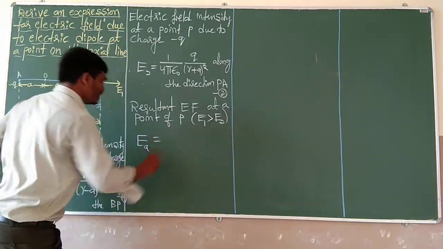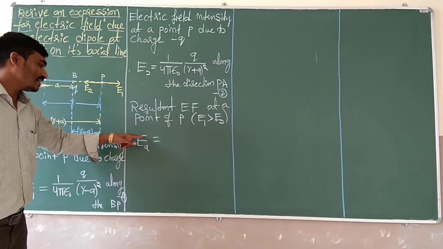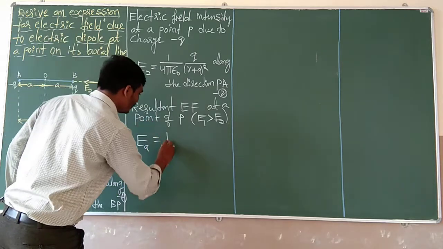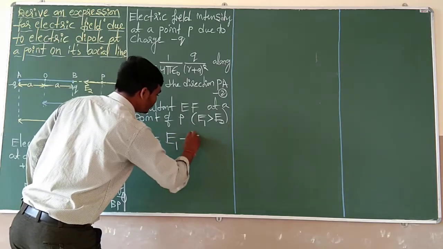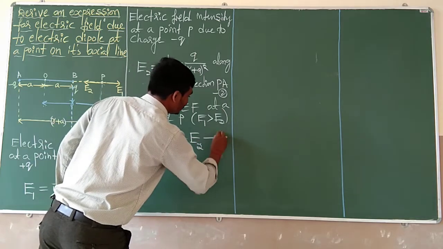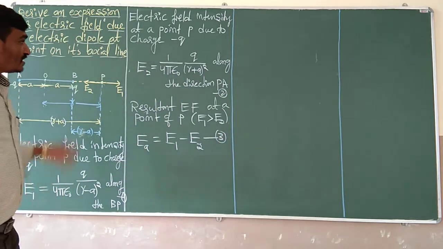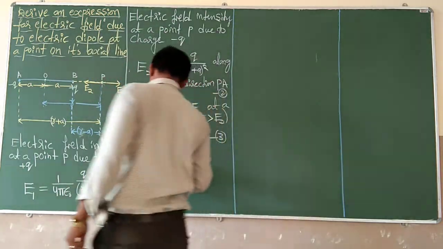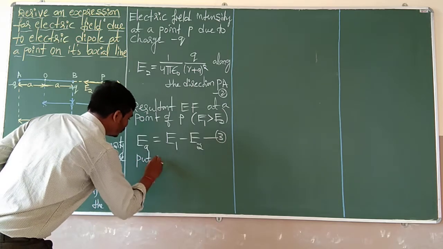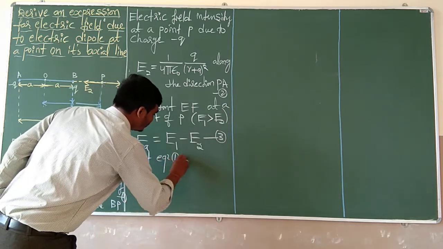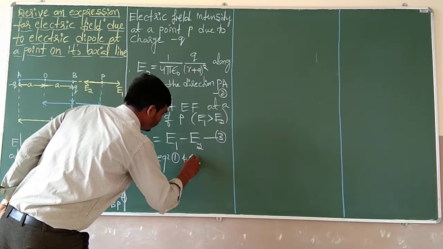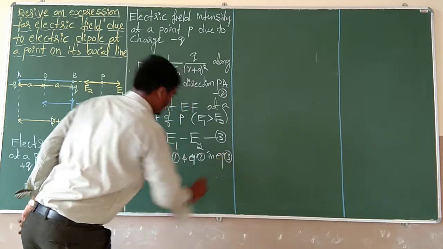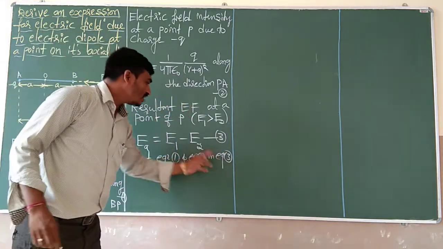You have to write that as EA, where A means along the axial line. E is the resultant electric field. Here we can write this as E1 minus E2. This is equation number 3. So substitute equation number 1 and 2 in 3, or simply we can say, put equation number 1 and equation number 2 in equation number 3.